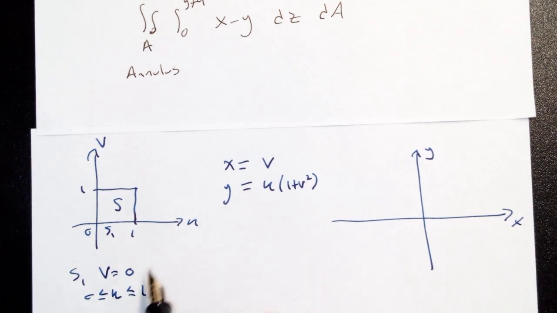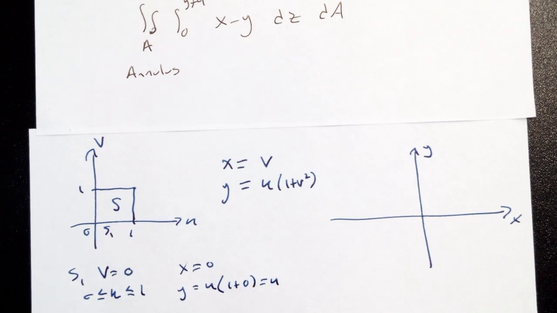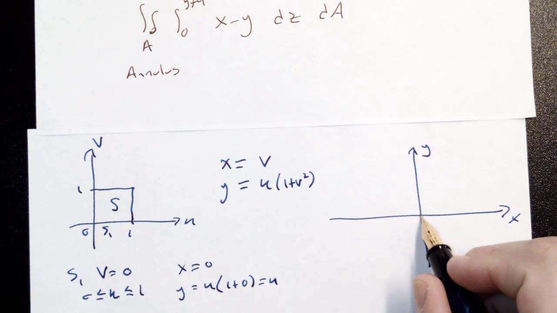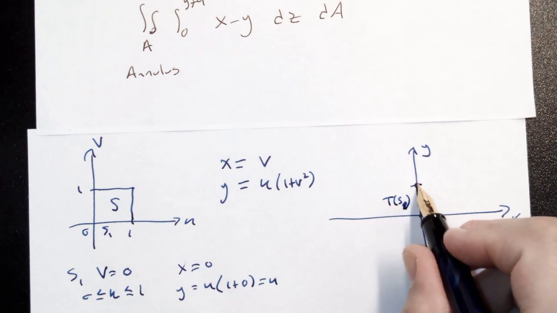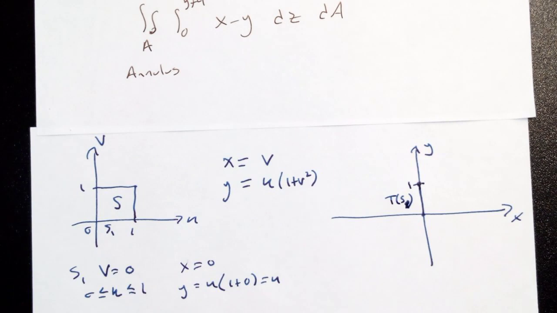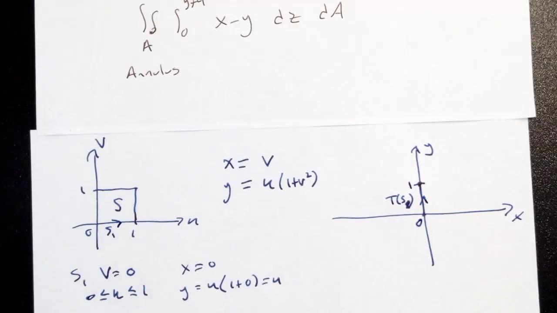So then I go over here and I say, oh, well, then X is going to be 0 all the time. And Y is just going to be U times 1. Wait a minute. U is trapped between 0 and 1. It means Y is trapped between 0 and 1. And X is always 0. T of side 1 goes from here to here. And I can even think of it as being oriented, right? If I think of U starting at 0 and going to 1, then I can think of Y starting at 0 and going to 1.